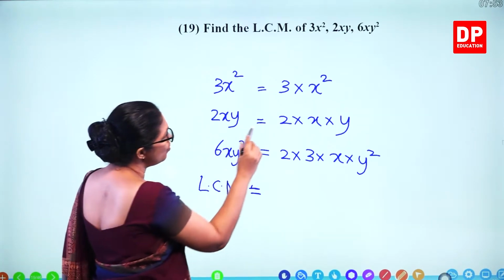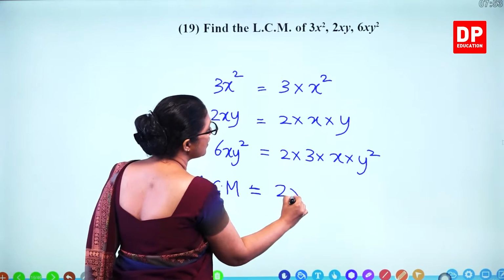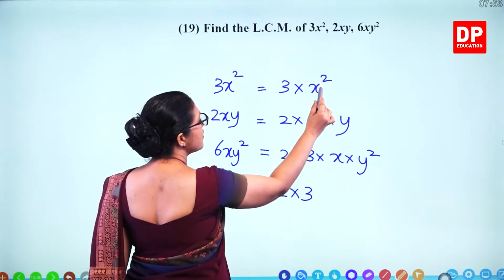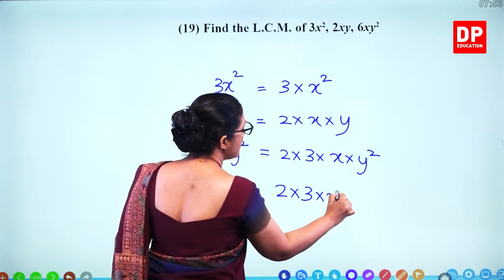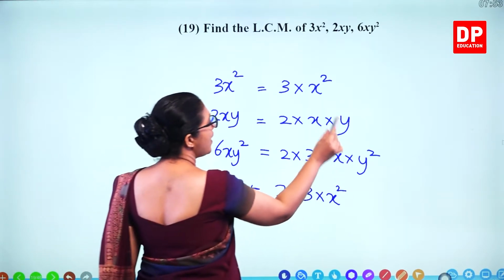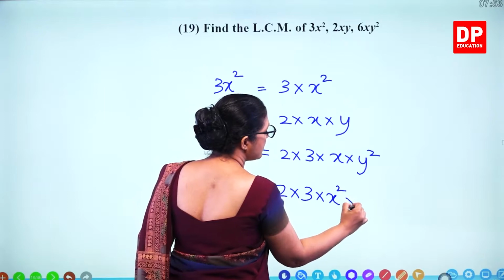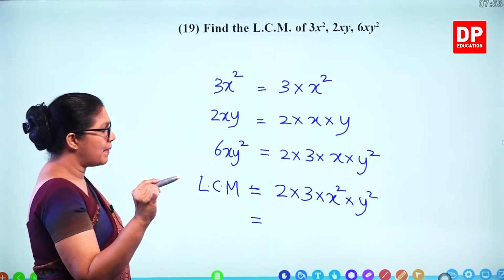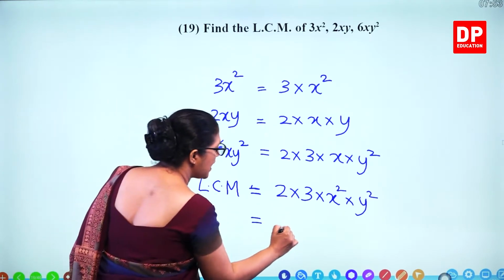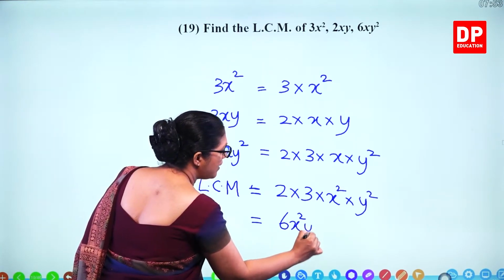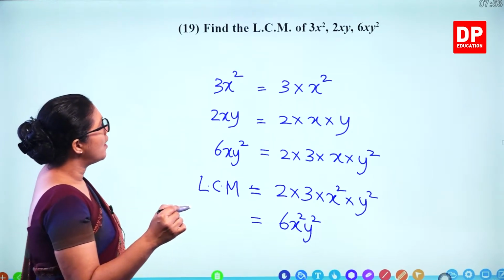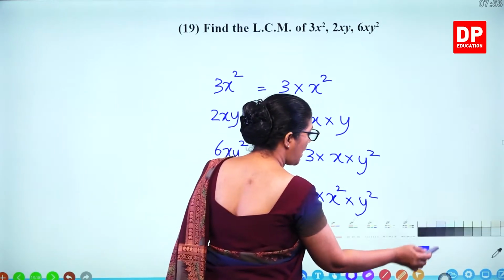When you take 2, that's just power 1. 3 also power 1. When you take x, x squared is the maximum power. y squared is the maximum one. So what is the lowest common multiple? 2 times 3 is 6, x squared and y squared. 6x squared y squared. So 2 marks for that.